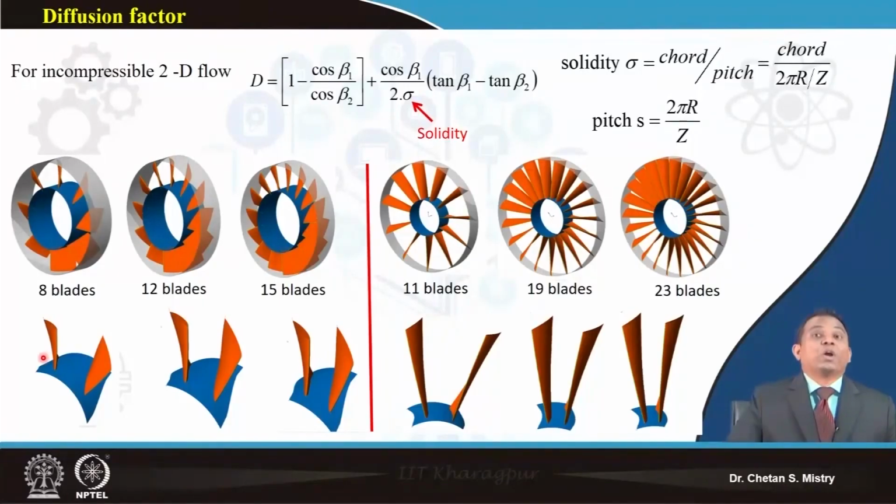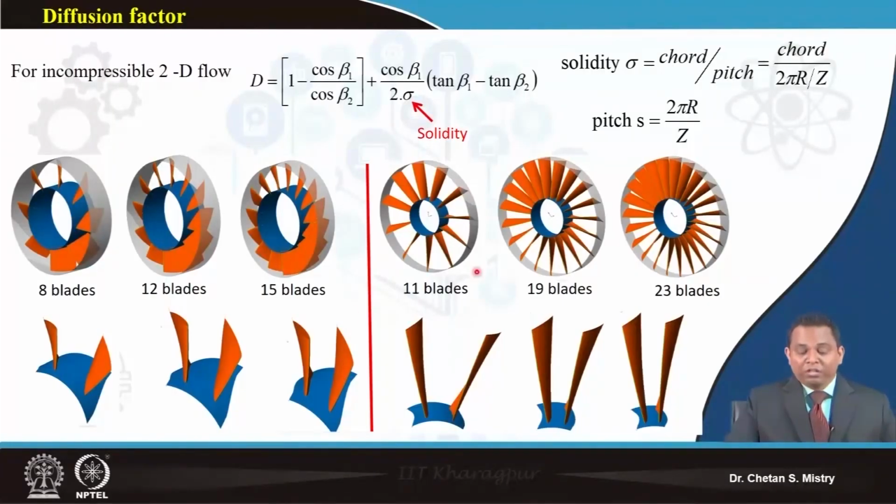Okay. In order to achieve that particular pressure rise, the diffusion factor gives you an idea of how much maximum pressure rise you will achieve. So, let me increase the number of blades. Suppose I increase to 15 blades. What will happen? Again, my passage area reduces, and that may give you what you are looking for in terms of pressure rise.